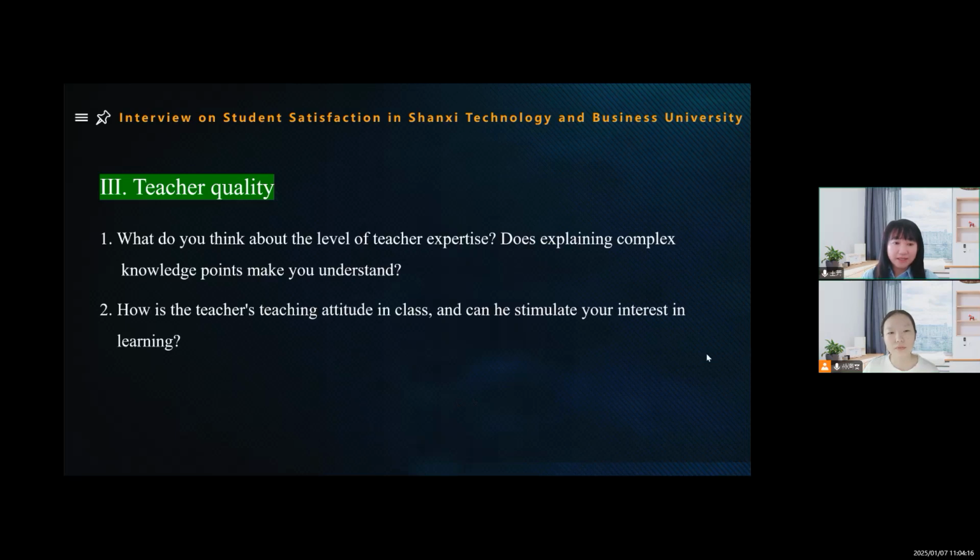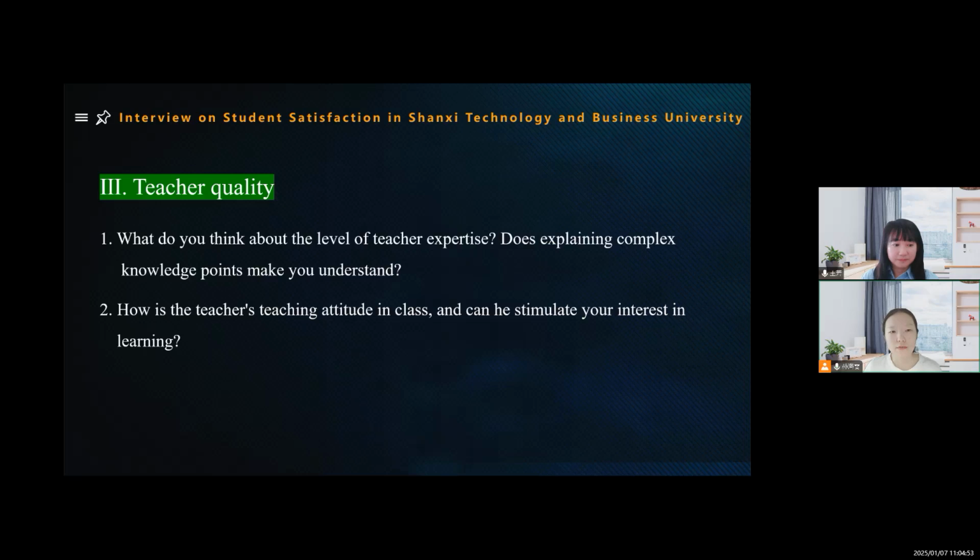Okay. And how is the teacher's teaching attitude in class? And can he stimulate your interest in learning? The teacher's teaching attitude in the classroom is especially enthusiastic, which plays a great role in stimulating our interest in learning. Every time we attended class, the teacher was always passionate about explaining knowledge, and his eyes and body language revealed his love for teaching and expectation of us.